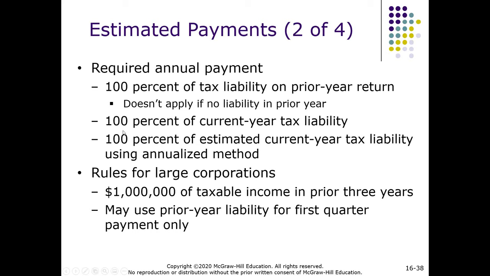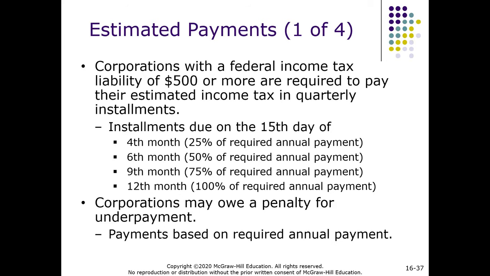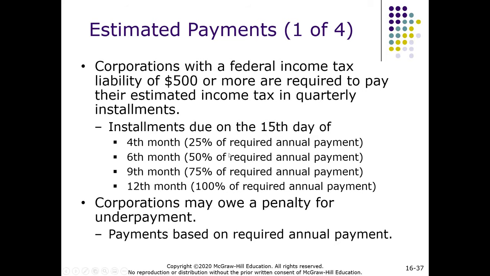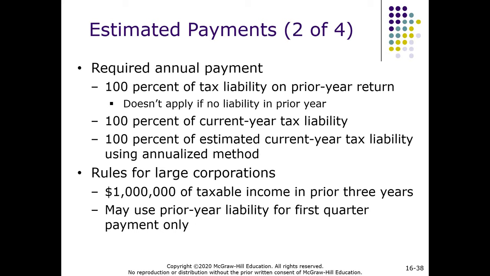So then 100% of the current year liability we talked about, 100% estimated current year tax liability using the annualized method. Now, like I said, there are different ways that we can calculate this penalty. There's an annualized method, and if you have a corporation that receives income unevenly, the estimate we have here, with 25% due here, 50%, 75% due, makes an assumption that the corporation is receiving their money evenly over the entire year.